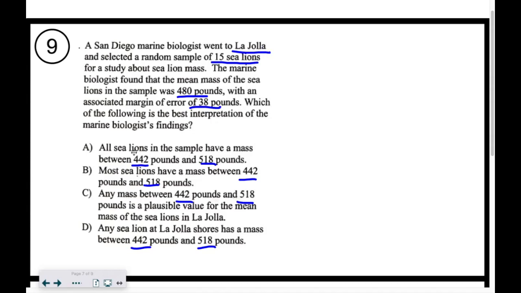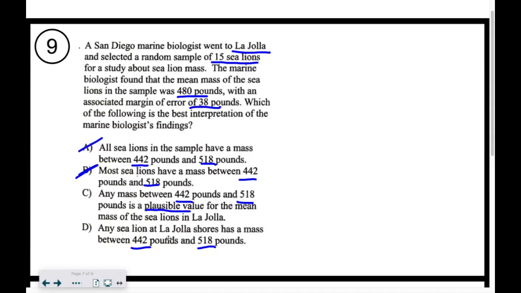And so all sea lions? Well, no, we only took the 15 from this place, so it's not that one. Most sea lions have a mass between them? That's not at all what it's saying. And any mass between these two values is plausible for the mean mass of any sea lion in that area. I like that word. So that makes more sense.